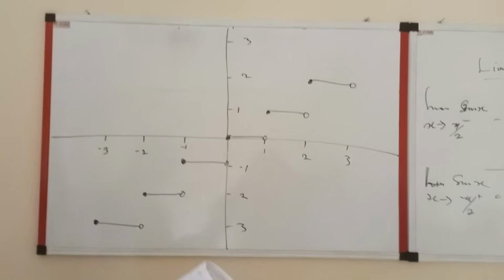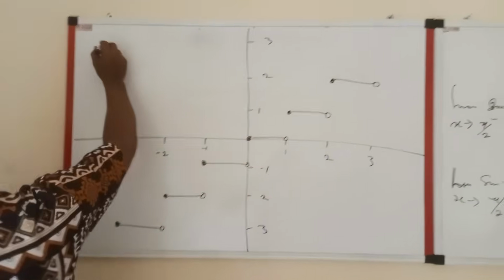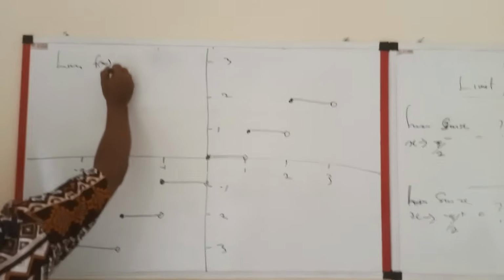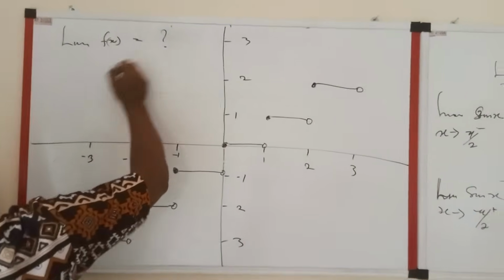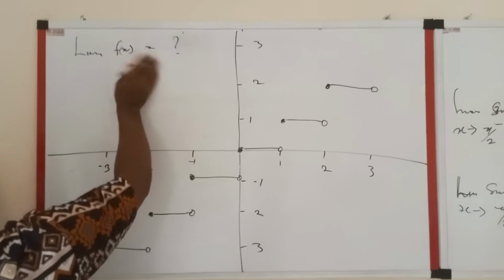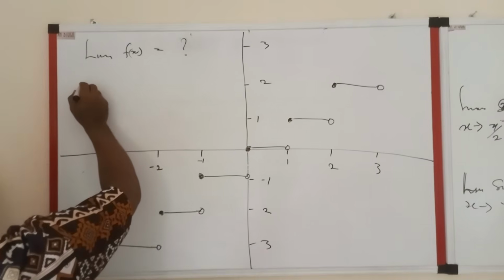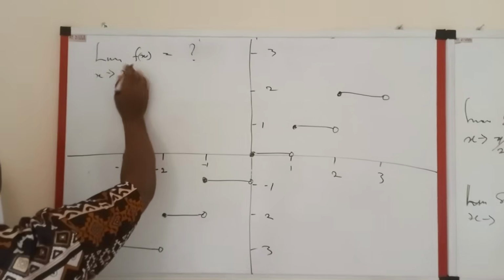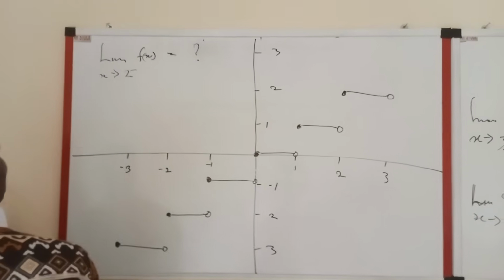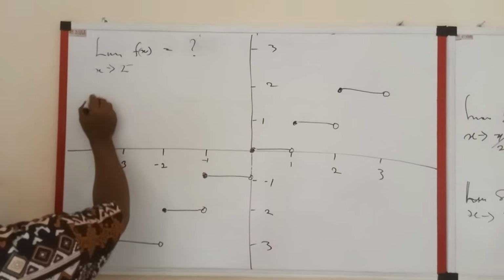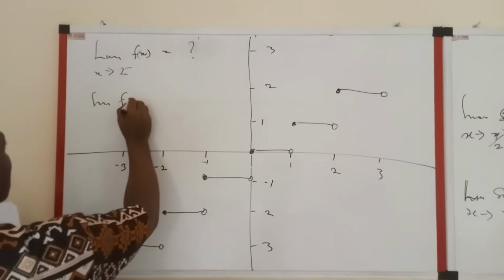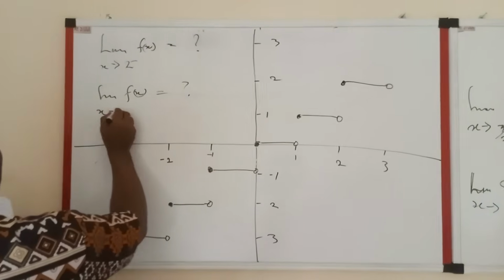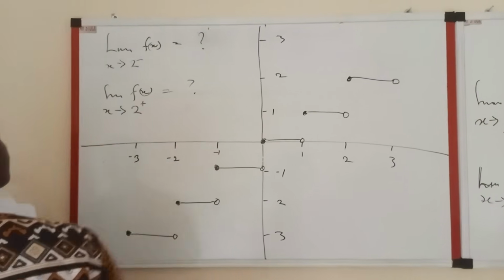But now our interest is the limit of the function, say f of x. What is the limit of the function as x tends to 2 from the left, let's say 2 from the left, and what is it that f of x tends to as x also tends to 2 from the right?